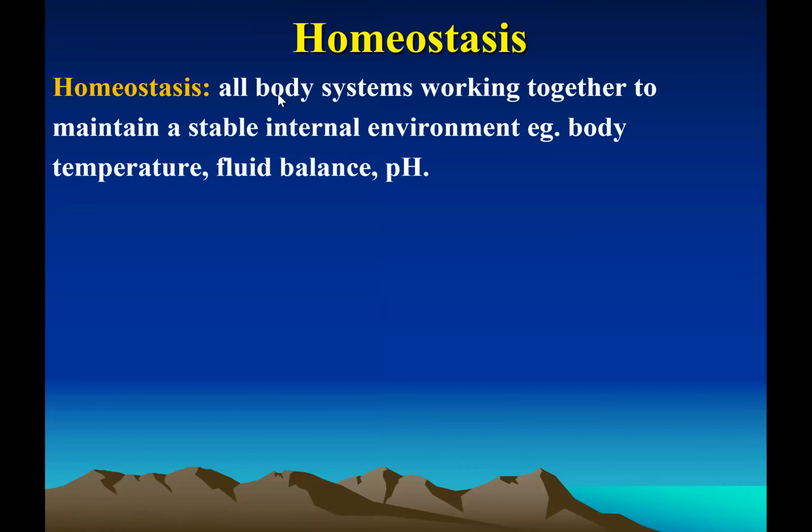One of the most important concepts you have to understand in this chapter is homeostasis. Homeo means same, stasis means state. So all the 11 body systems will work together to maintain a stable internal environment. So that's what homeostasis is. For example, your body temperature has to be just right, 98.6. Your fluid balance, the pH of your blood, everything has to be held at a constant level.